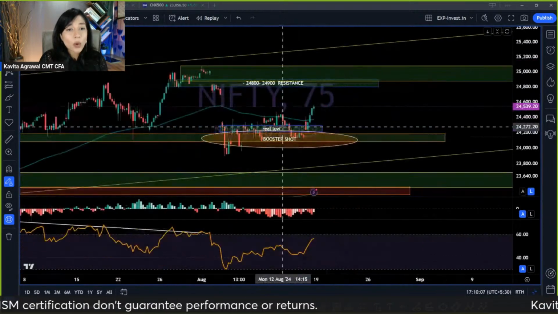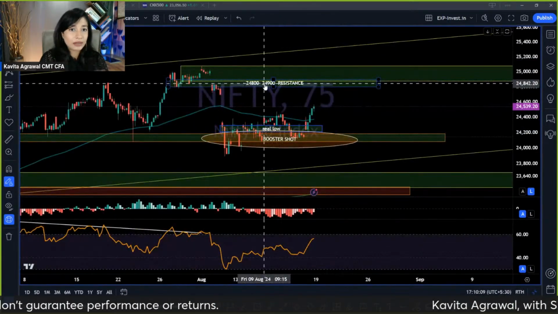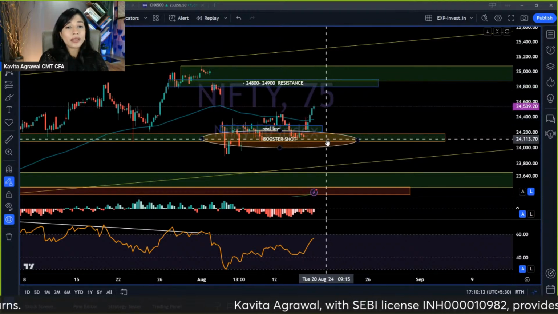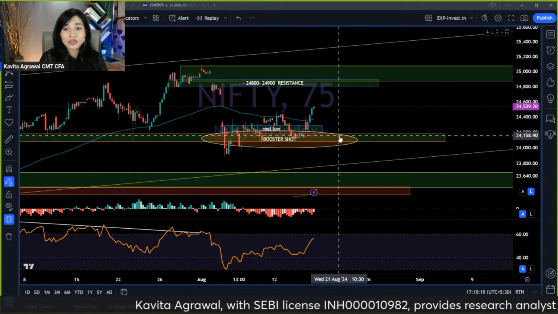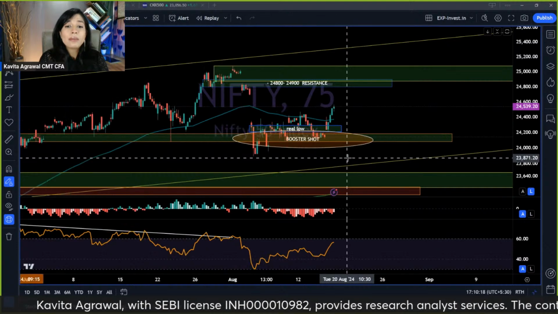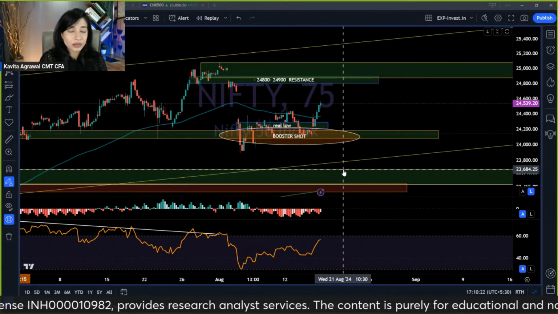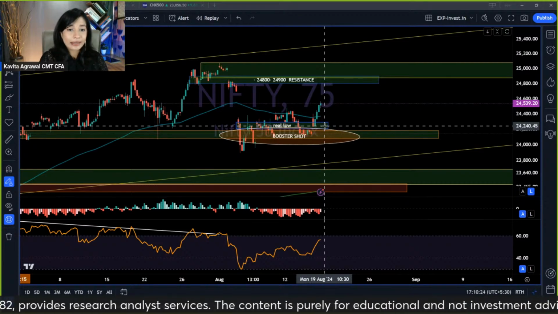So there is a possibility that after 24,900 gets tested, we might come back to retest this breakout level, which is around 24,000. We might also go down to test the previous real high around the level of 23,600. Right now, we don't have clarity.